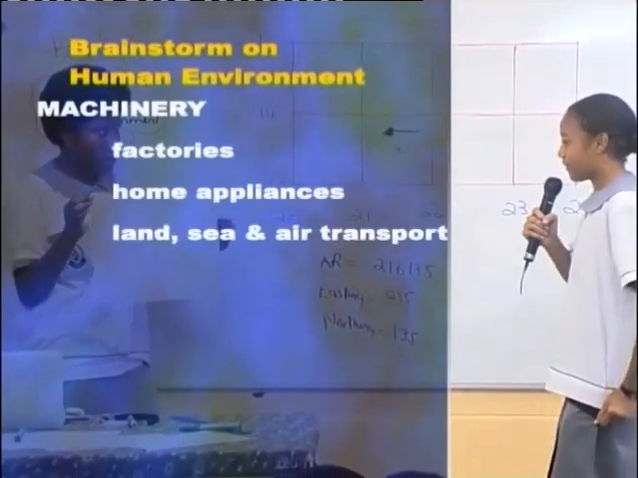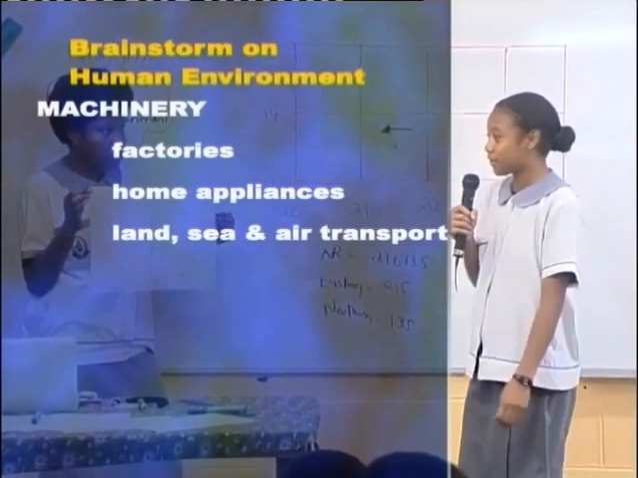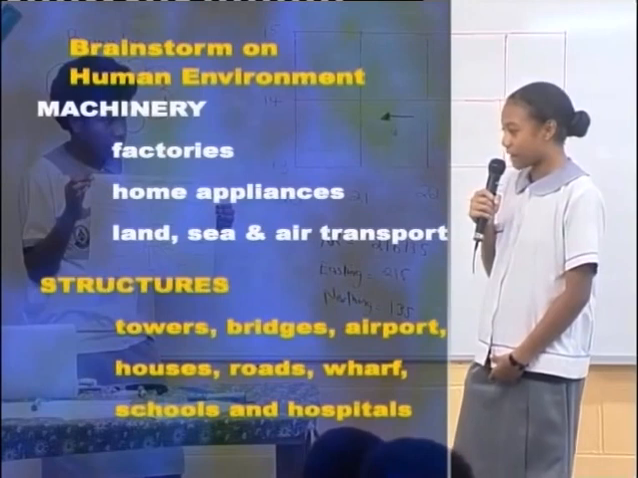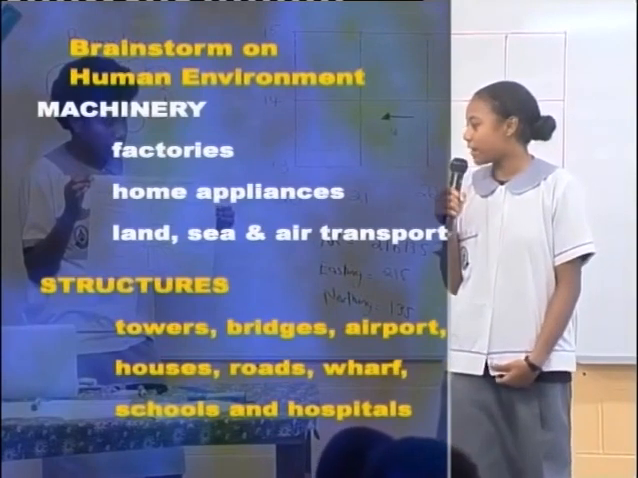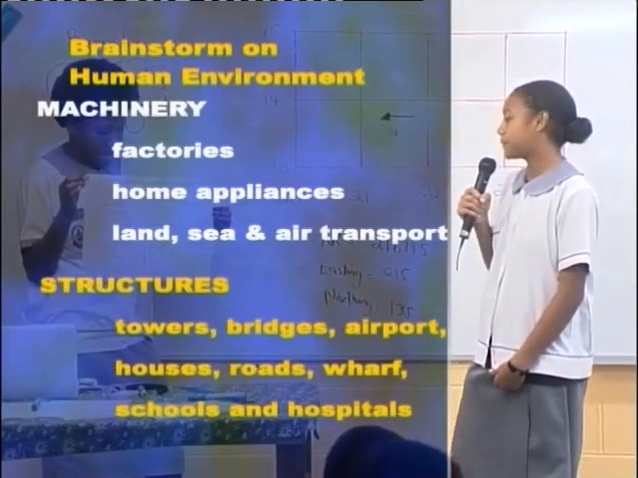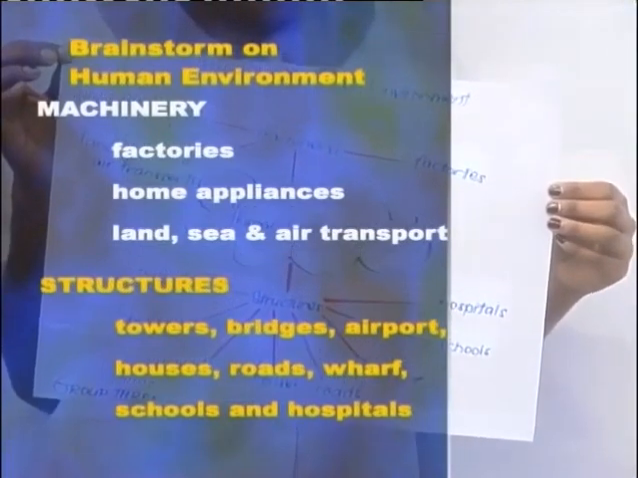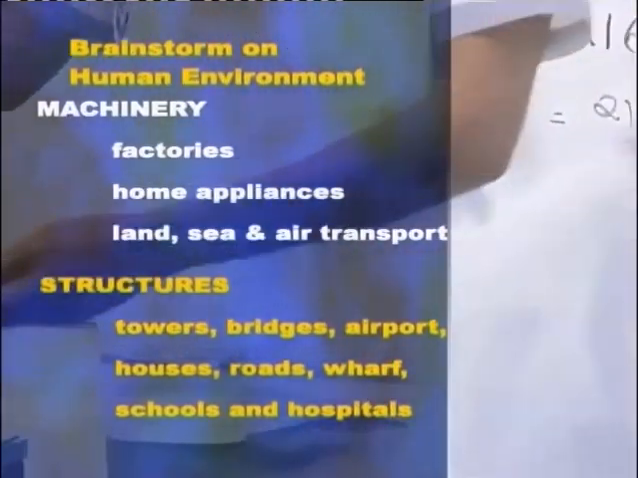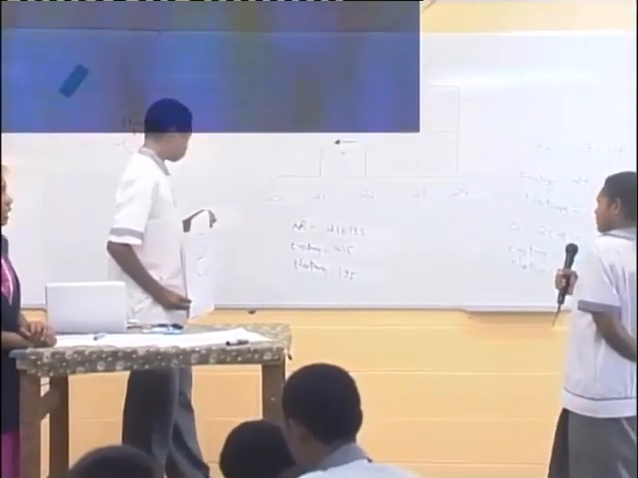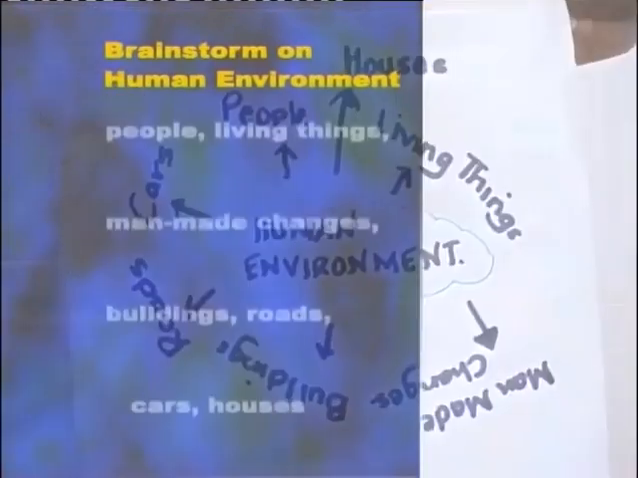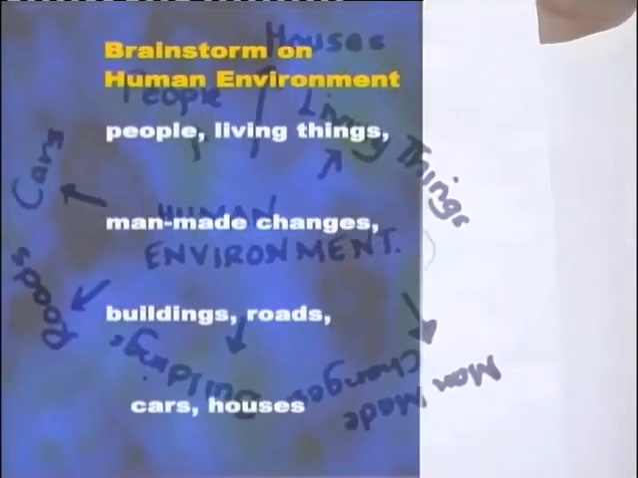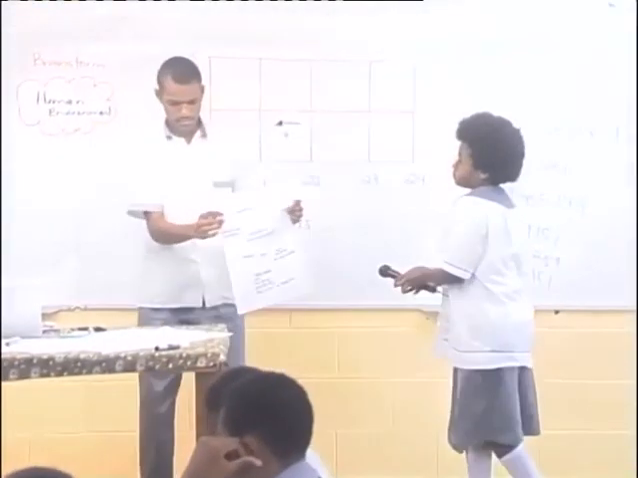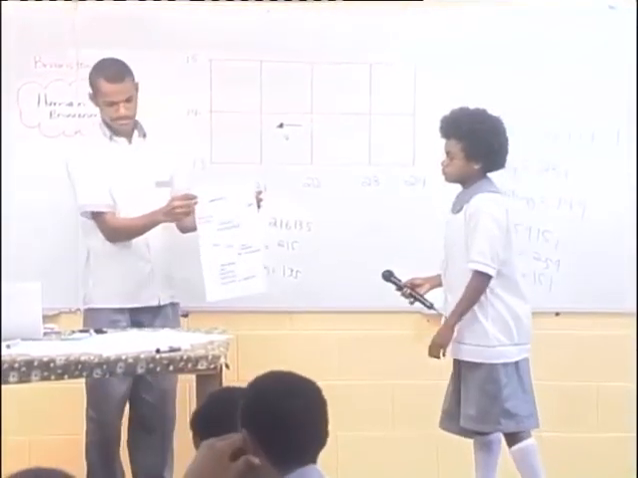Brainstorm on human environment: machinery, factories, home appliances, land, sea, and air transport, structures, towers, bridges, airports, houses, roads, wharves, schools, and hospitals. That's all. Good. Human environment: people, living things, man-made changes, buildings, roads, cars, and houses. Good. Group 4, you get ready.